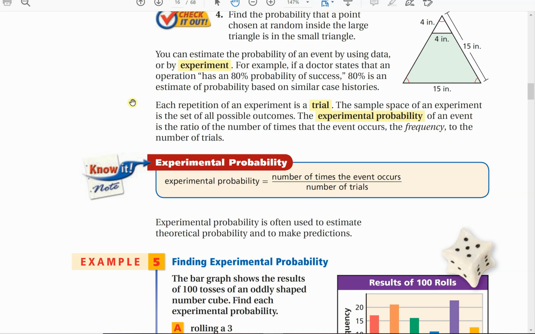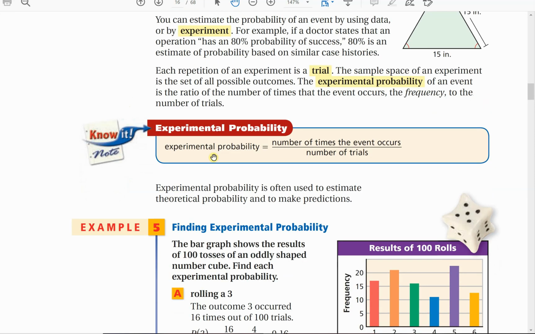Each repetition of an experiment is called a trial, and the sample space of an experiment is the set of all the possible outcomes. So it works kind of the same way as traditional or theoretical probability, but this time it's the number of ways an event actually occurs compared to the number of trials. So it's a little bit different. What we get is a frequency. And so let's look at this.